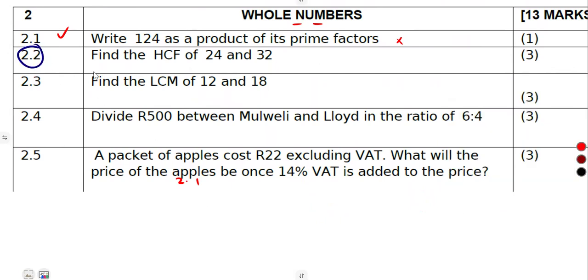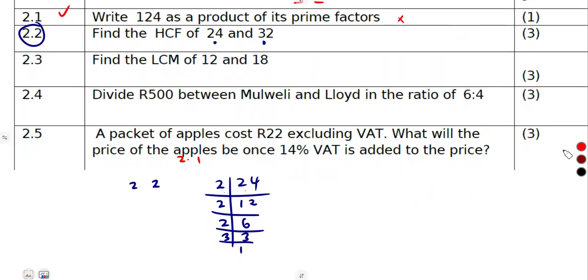All right. 2.2, the highest common factor of 24 and 32. We must have those two as their prime factors. 24. The smallest is 2. Divide, that's 12. All right. By 2 again, that's 6. By 2, that's 3. 3 into 3, that's a 1.